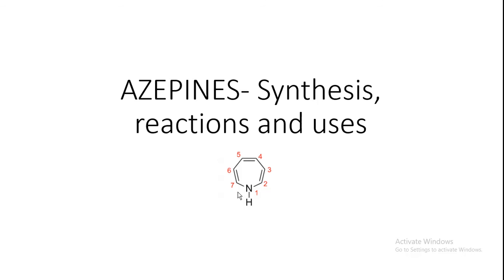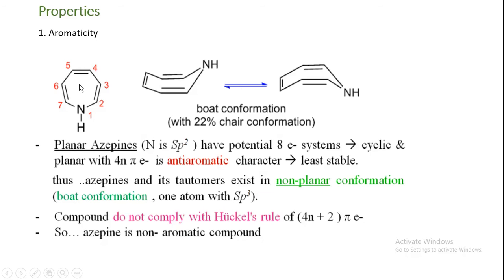And you remember this structure is not aromatic, because 1, 2, 3, 4, 5, 6, then here the nitrogen lone pair, 7, 8. Two electrons will be there, so a total of 8 delocalized electrons are there, so it is not following Huckel rule at all. So about aromaticity, it is not aromatic, you remember.